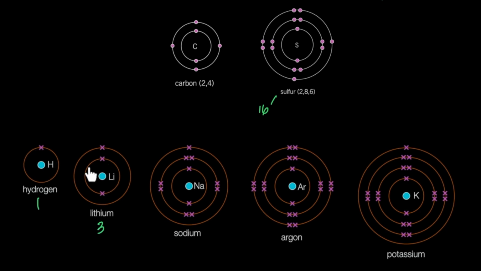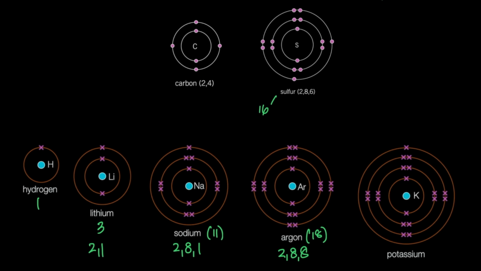For lithium, 3 electrons: 2 in the inner shell and 1 in the outermost. So it's 2, 1. Sodium has 11 electrons. Its proton number is 11, which means it has 2 in the first shell, 8 in the second, and 1 in the third. In the same period, you've got argon, which has 18 electrons because its proton number is 18. And argon is a noble gas, and its configuration is 2, 8, 8.